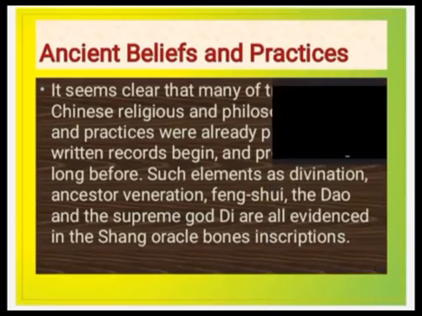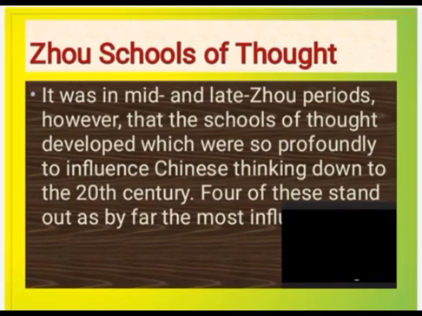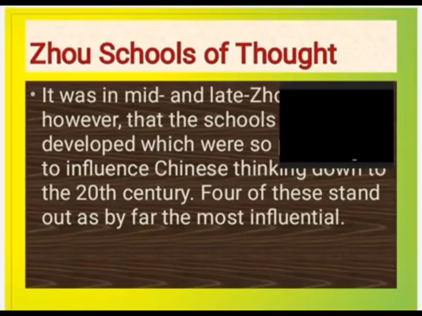Such elements as divination, ancestor veneration, Feng Shui, the Tao, and the supreme god Di are all evident in the Shang oracle bone inscriptions. Zhou schools of thought. It was in the mid and late Zhou periods, however, that the schools of thought developed which were so profoundly to influence Chinese thinking down to the 20th century. Four of these stand out as by far the most influential.